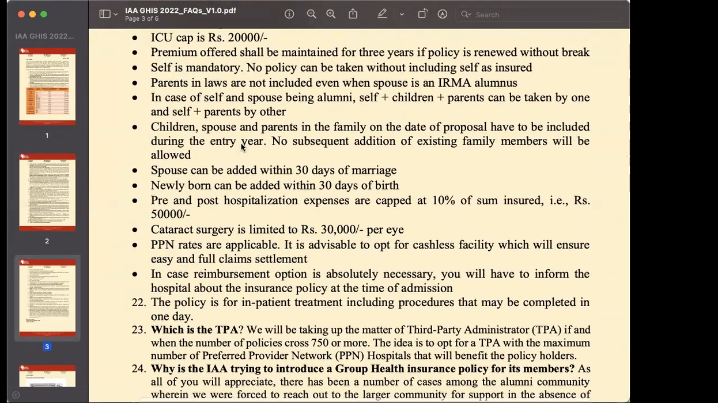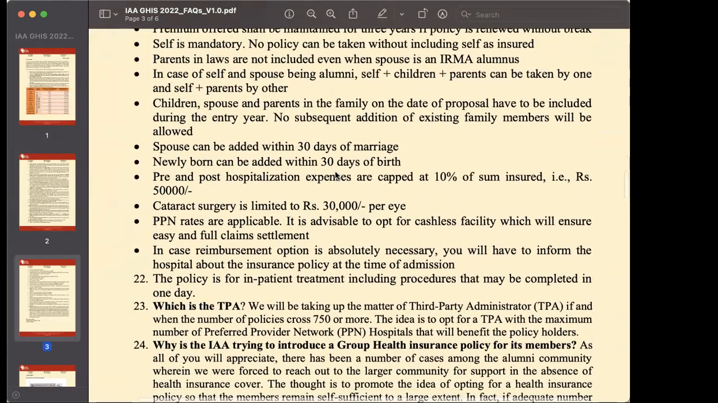Now, the most important thing here is that self is mandatory. See, when we are trying to register for the policy, we have to include ourselves. If we say that, okay, I already have a lot of insurance, I don't want it, but I want only my parents, that doesn't work. You will have to put in yourself and then you can add your parents because self is mandatory.